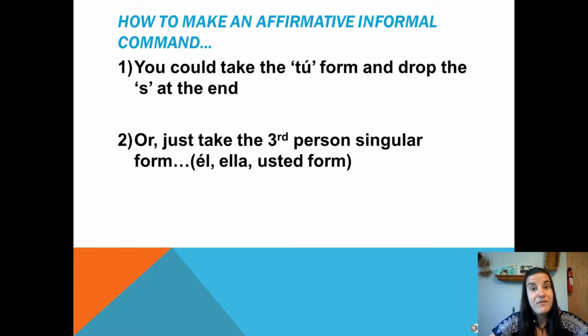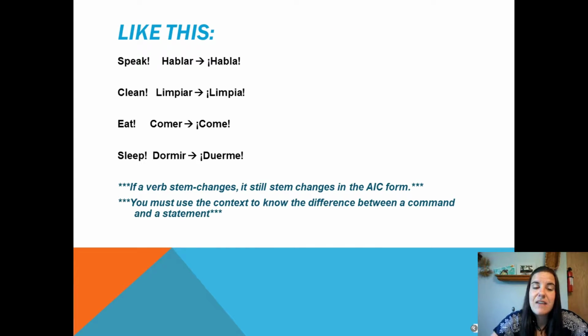So here's how to do it. It's very simple. You take the tú form of the verb and drop the S at the end. But if you do that, you'll realize you're just taking the third person singular form, or the él, usted form of the verb. Like this. If you want to tell somebody, speak, like your dog, or I might tell my students, speak Spanish. The verb is hablar, and the third person form of the verb, or the él, usted form of the verb, is habla. So if you're commanding somebody to speak, habla, or habla español.